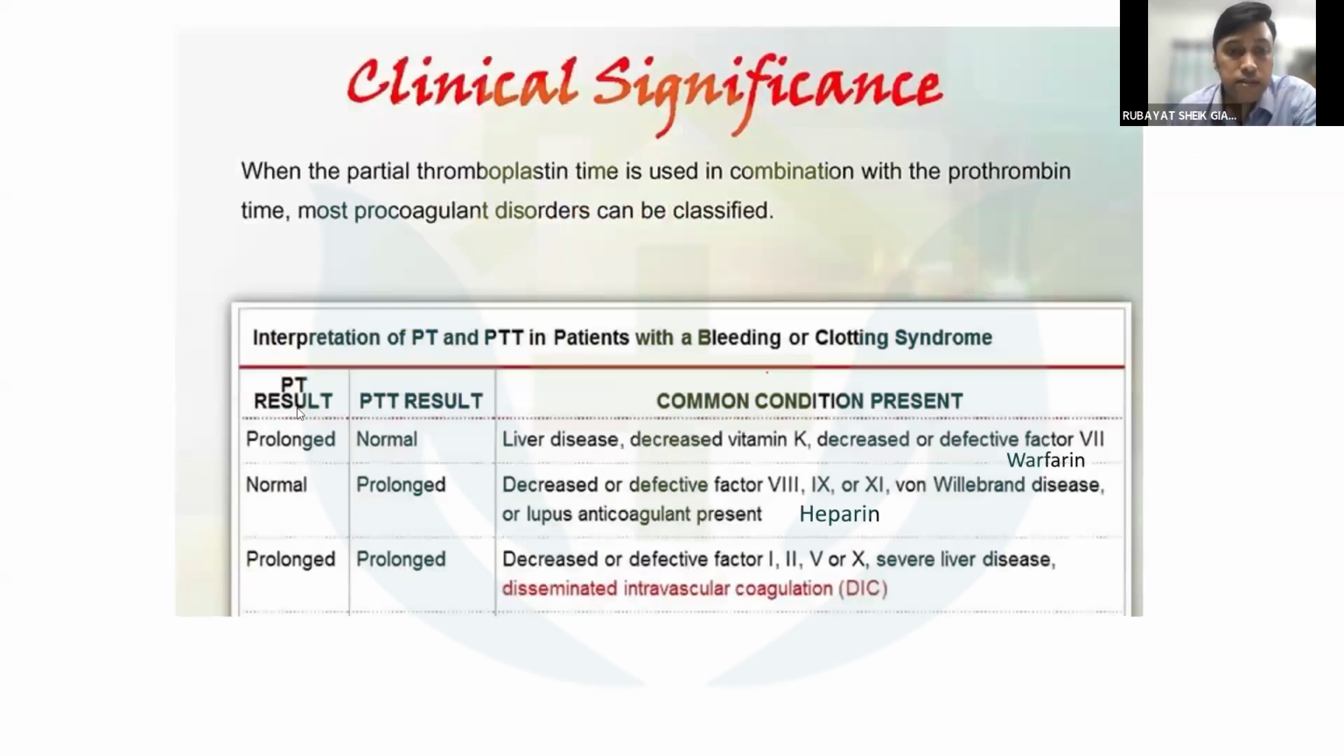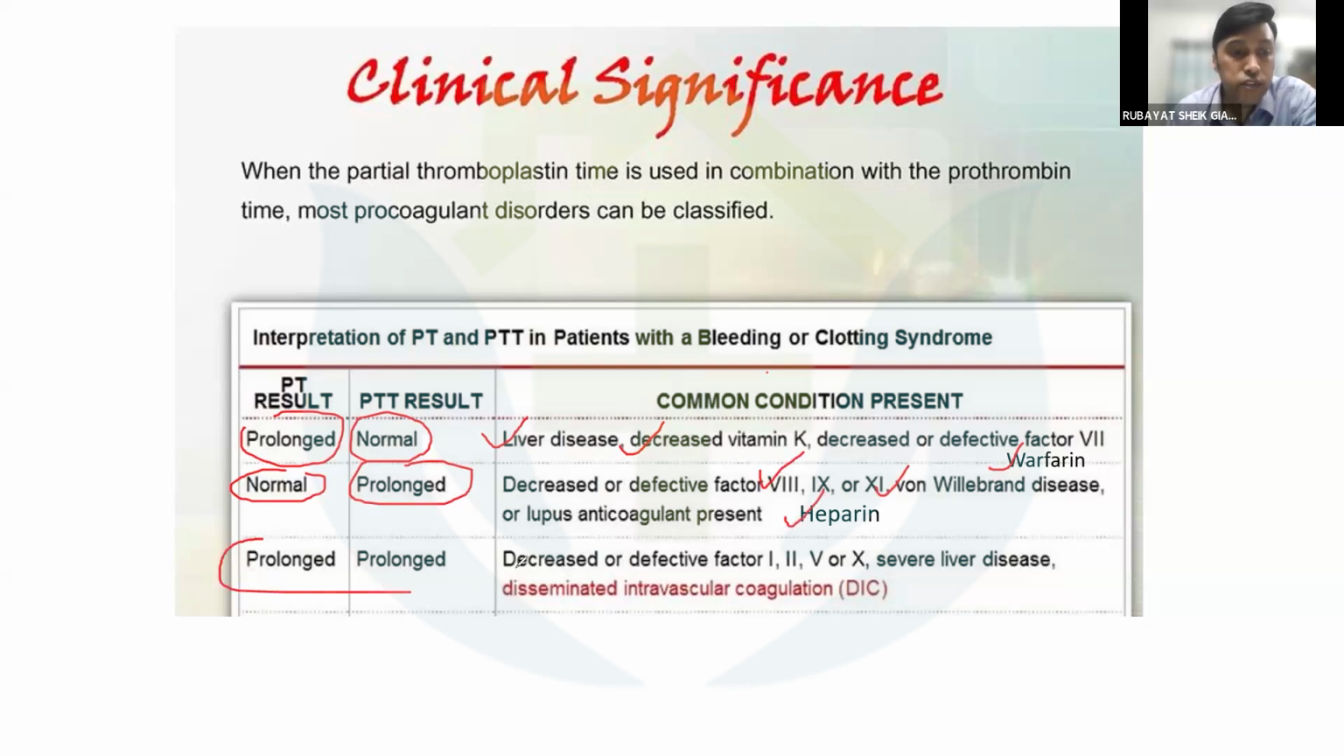Let us look at this table where we use a combination of prothrombin time and APTT to diagnose different conditions. In your exam, you will have different scenarios where you will have lab tests of prothrombin time and APTT given, so you'll have to interpret your case accordingly. For example, if a patient has a prolonged prothrombin time but a normal APTT, as we saw, liver disease, warfarin therapy, decreased vitamin K, these are the conditions causing this combination of results. A normal prothrombin time with prolonged APTT, you will see in von Willebrand disease, in hemophilia, in heparin therapy.